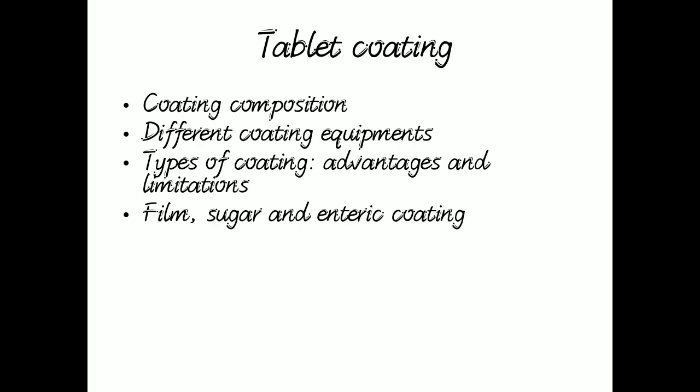main component, like film former. Otherwise the film will not form in the case of film coating. Film formers can be like HPMC, hydroxypropyl methyl cellulose, acrylate polymers, polyethylene glycols, povidone, hydroxypropyl cellulose, ethyl cellulose, methyl hydroxycellulose, such kind of materials.